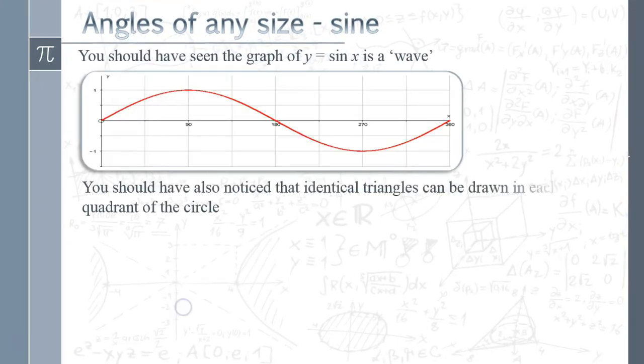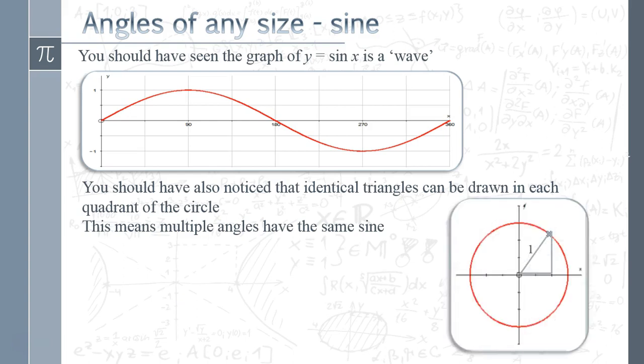So what we should have seen is we've got a sine curve that looks like that. That's just a slightly stretched out version of the one we saw on the previous screen. And we talked about those identical triangles. And so what that means is there's more than one angle that's got the same sine. So for example, if here I'm looking at the sine of 60, which is 0.866, there it is appearing in our first quadrant.